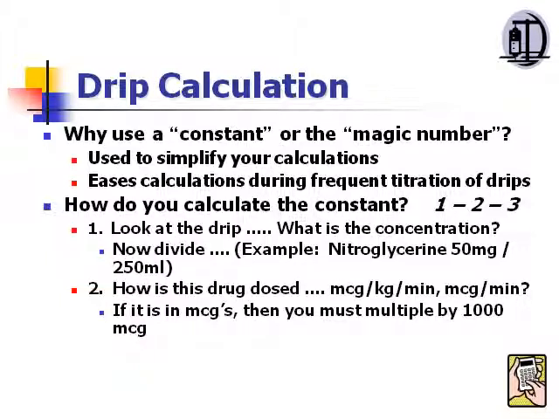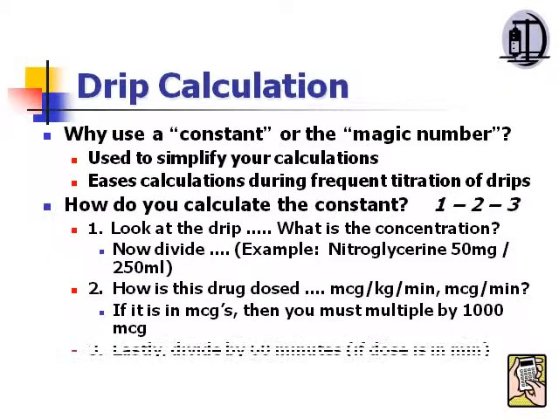And then for the example of nitroglycerin, where it's milligrams, we need to convert it to micrograms because it's dosed in mics per kilo per minute. So we're going to multiply times 1,000. So anytime you see that it's dosed in micrograms, you need to convert it if it's not already in micrograms when you put it into the bottle or when it comes in the bottle.